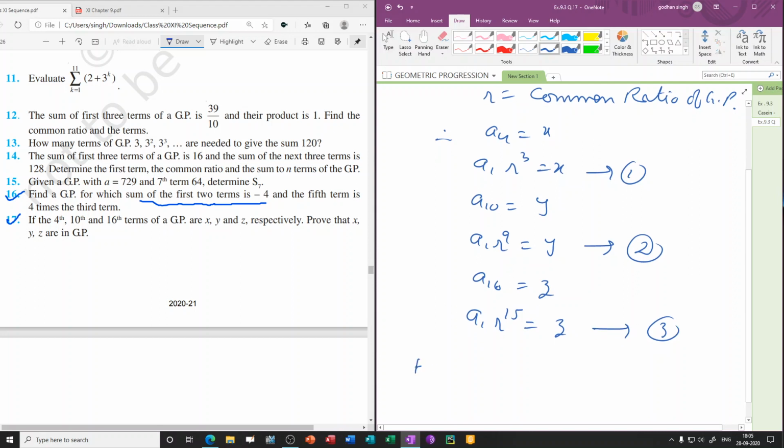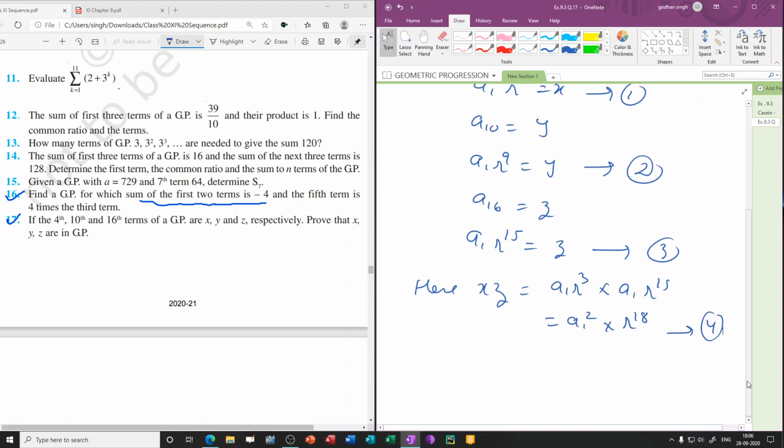Here x into z, xz equal to, so what is x from equation number 1? That is A1 R cube into what is z? A1 R raised to 15, and this will be equal to A1 square, because whenever base is same we can add the powers, into R raised to 15 plus 3, that is 18. So let this be equation number 4th one. Now if we can prove that xz is equal to the square of y, we'll be able to say that x, y, z are in GP.